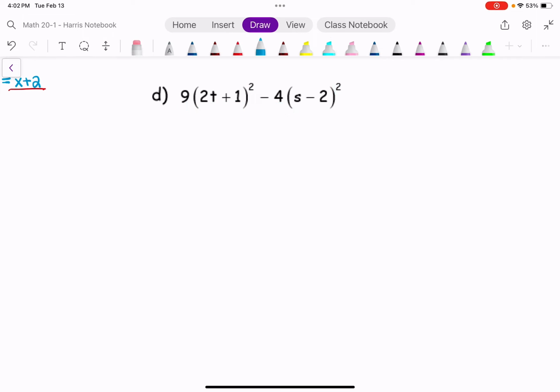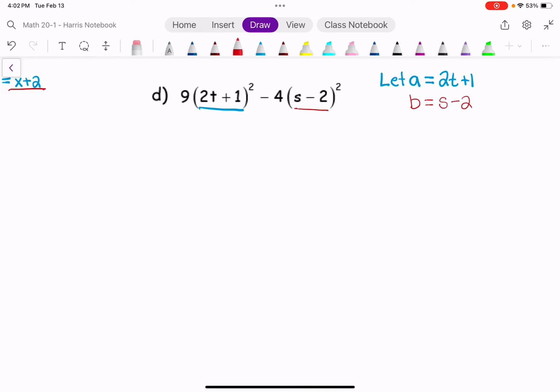So I'm going to let A be equal to my first piece, and that's going to be 2t plus 1. And I'm going to change another one: B being equal to s minus 2.